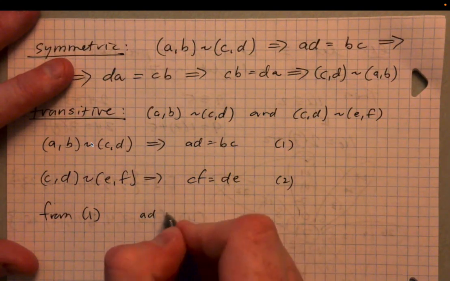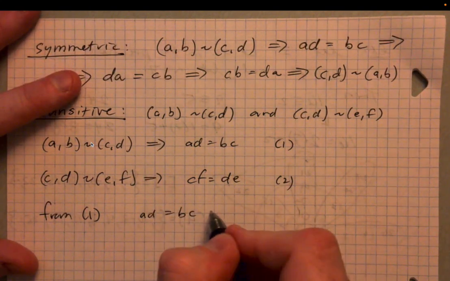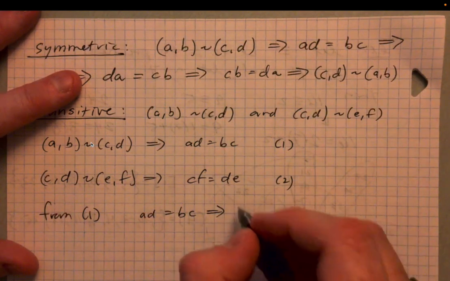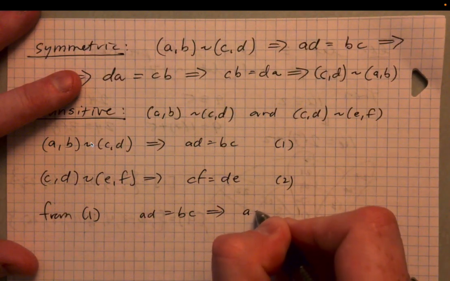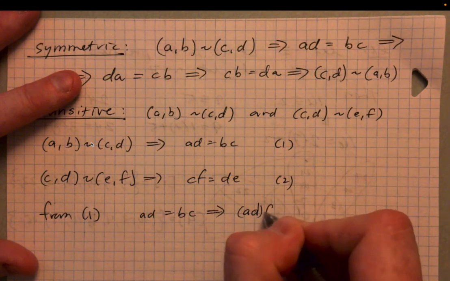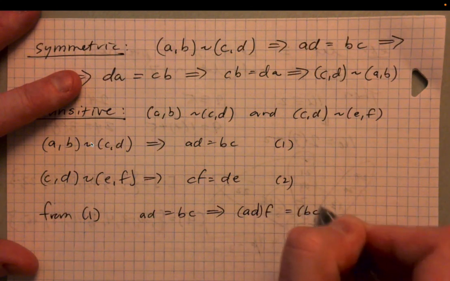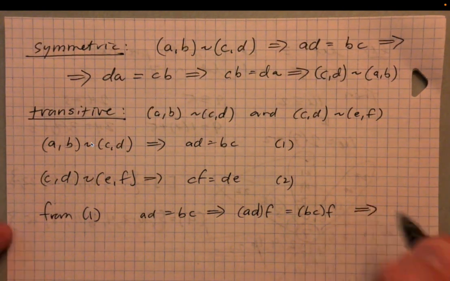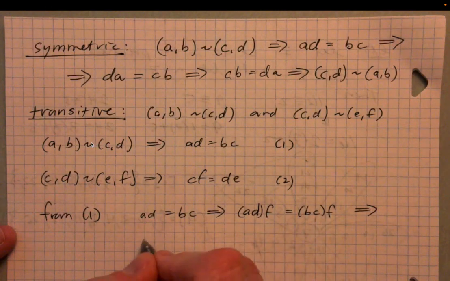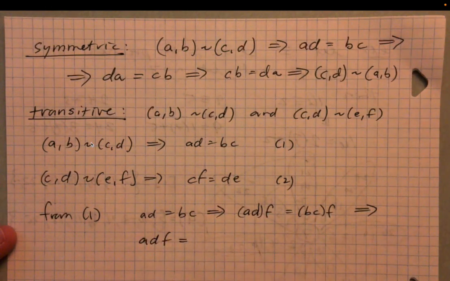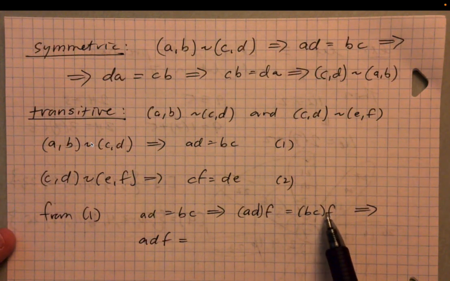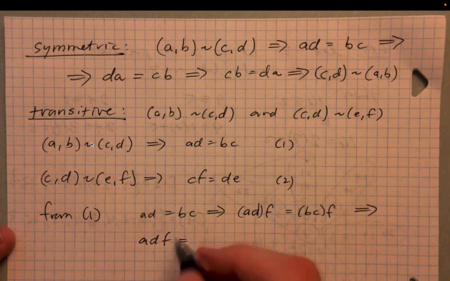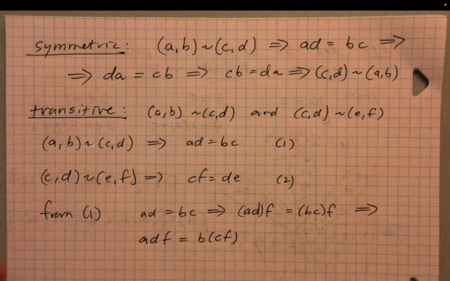So AD equals BC, and I can simply multiply both sides by F. And so AD, I'll put that in parentheses, equals BC times F, right? So just multiplying both sides by F. Okay, and I'm going to drop the parentheses on this side and say ADF is equal, and I'm going to change the order over here. I can do this as just multiplication of integers, right? So instead of BCF, I'm going to write B times CF, like so.